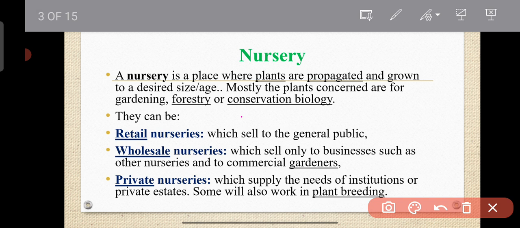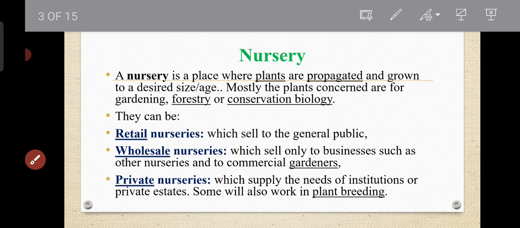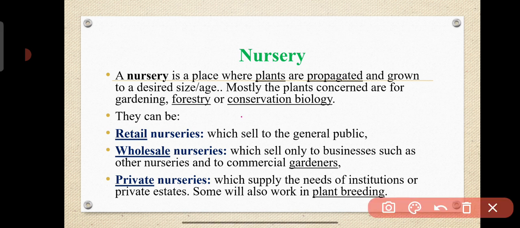A nursery is a place where plants are propagated and grown to a desired size and age. So, a place where the plants are being propagated and grown to the size and the age which we want, that place is called a nursery. Mostly, the plants concerned are for gardening, forestry, or conservation biology.